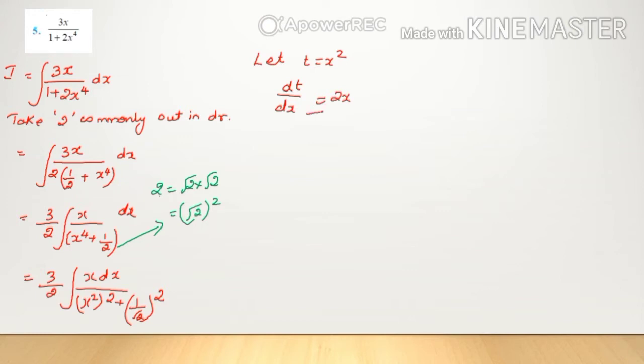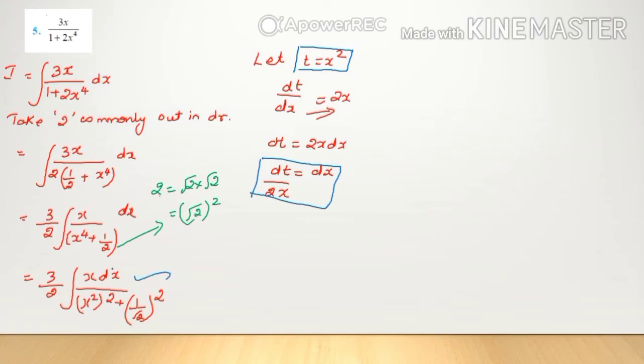So dt divided by dx is equal to 2x, so dt is equal to 2x into dx. So dx is equal to dt divided by 2x. I am going to substitute the value of dx and t in this term, in order to cancel the x.